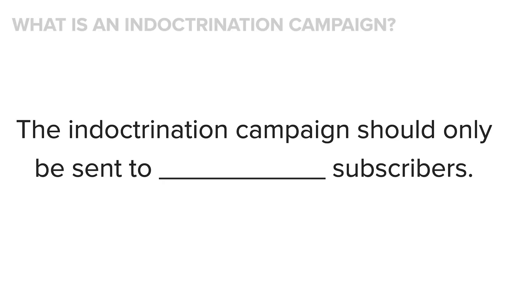The indoctrination campaign should only be sent to brand new subscribers. All right, brand new subscribers. If someone resubscribes to your list or opts in for something else and they already exist on your database, they should only get this campaign once. Now, if they unsubscribe and resubscribe, or if they subscribe with a new email address, obviously you have no way of knowing, and they will get that indoctrination campaign again.